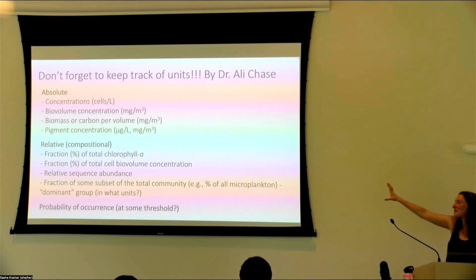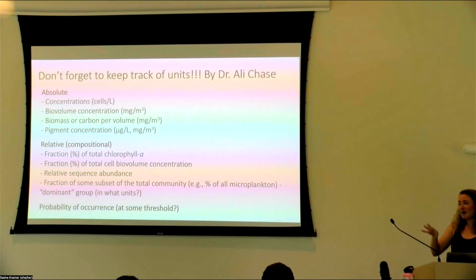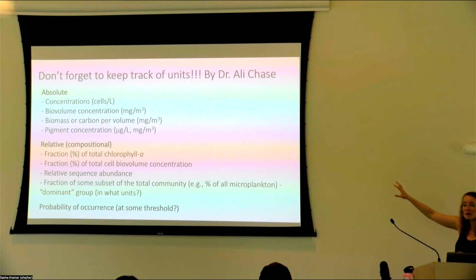This is a tiny bit overwhelming because oftentimes we're thinking about comparing one to the other, or we're thinking about using one to validate the other, or we only have relative sequence abundance, but we're using that to say something about carbon per volume, right?